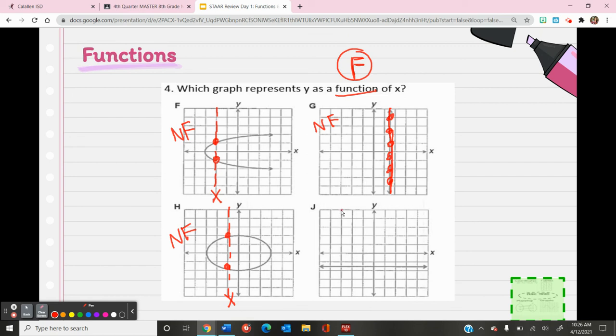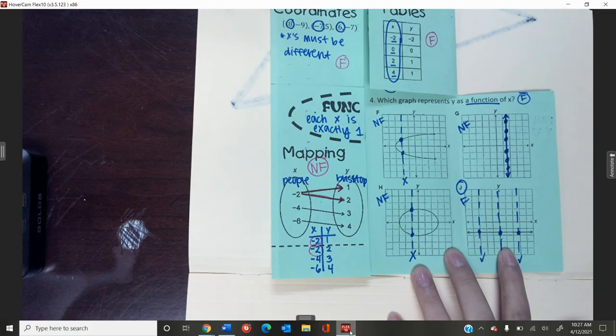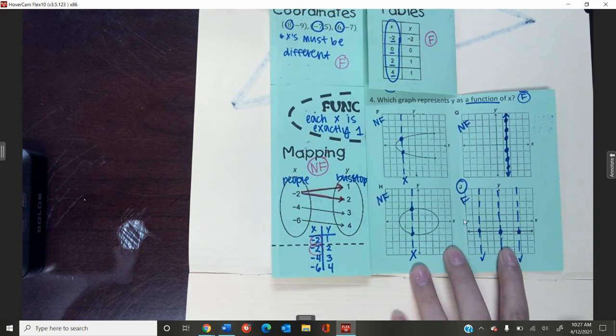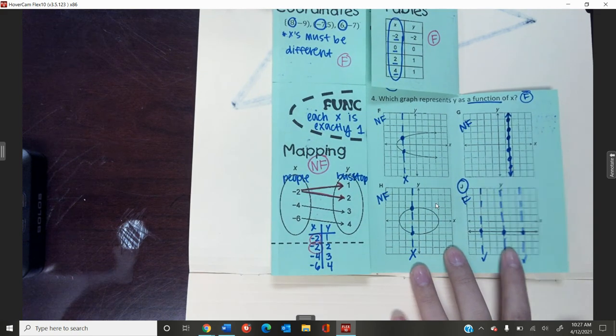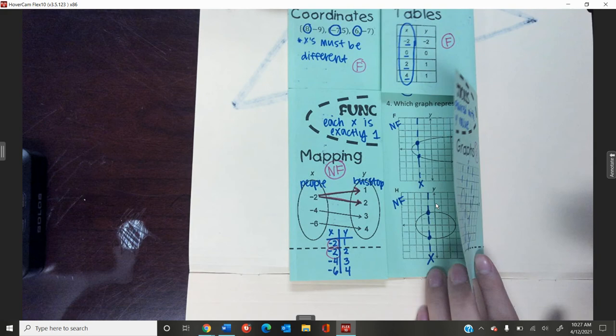And then lastly, J, if I draw my vertical line, it passes only one time. It checks out. If I pass through it here, it only passes one time. If I go here, again, it only passes one time. So this here tells me that this is a function, and J is my answer. Okay, so looking at your foldable, this is what it should look like for number 4 for graphs. Okay, so that was functions.